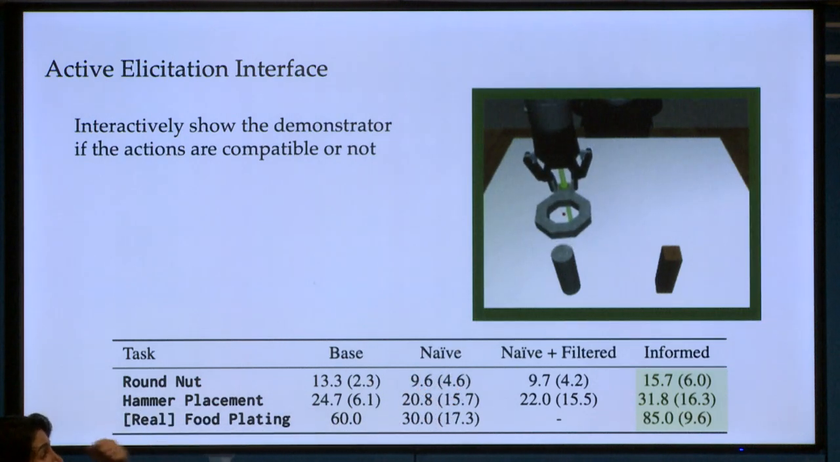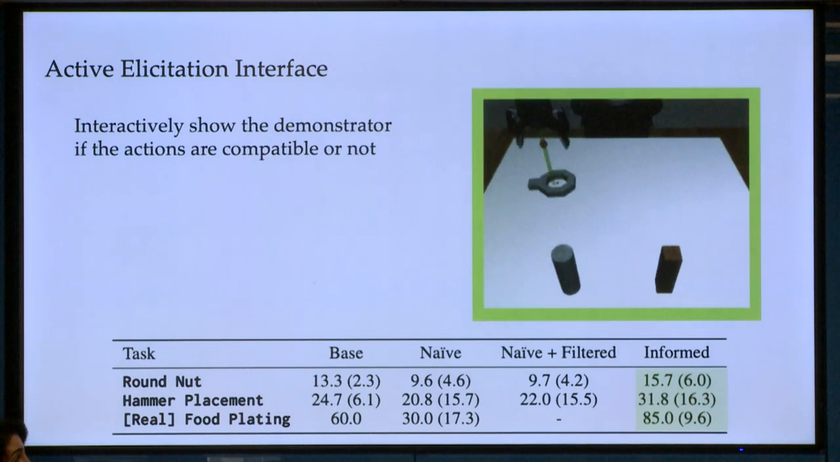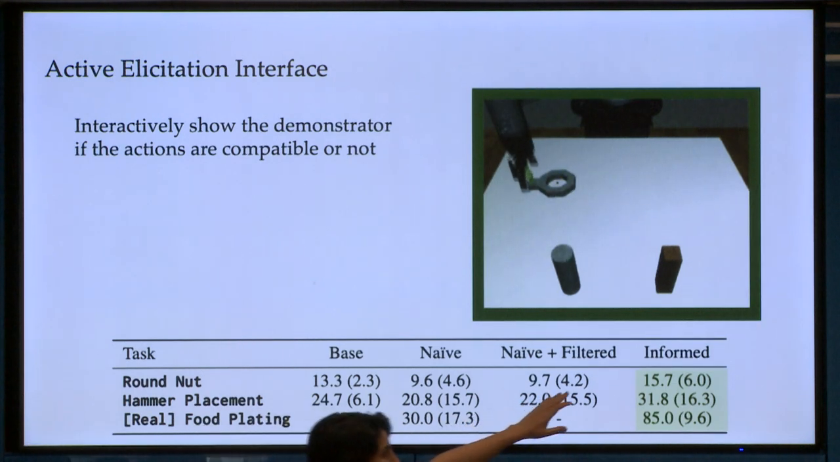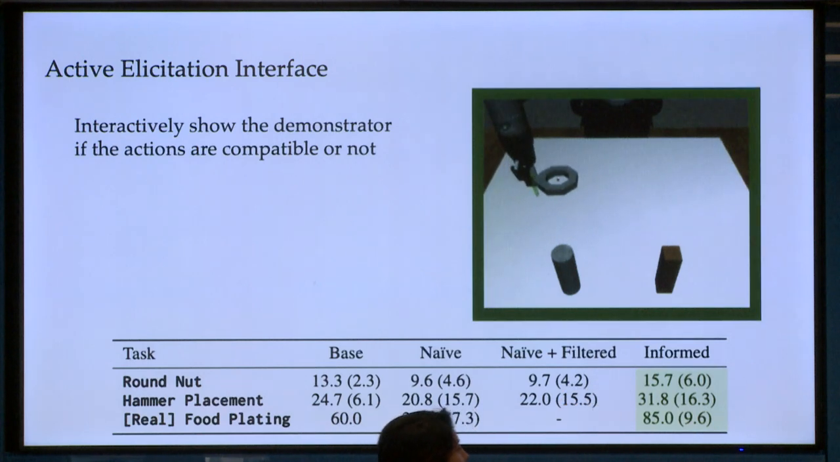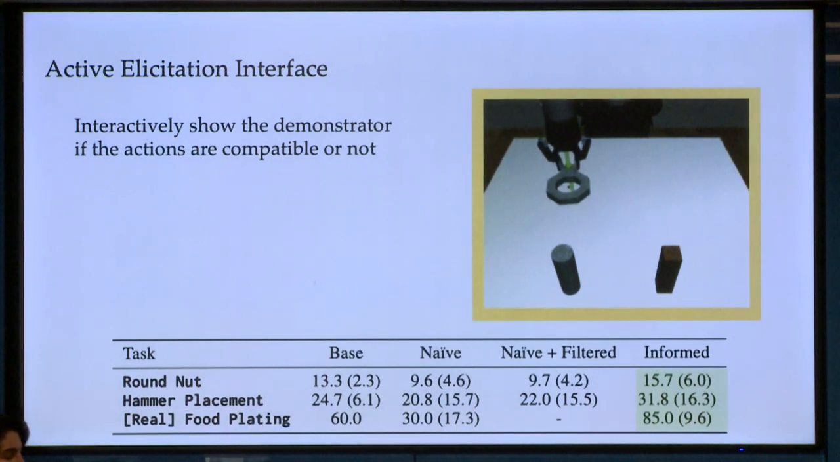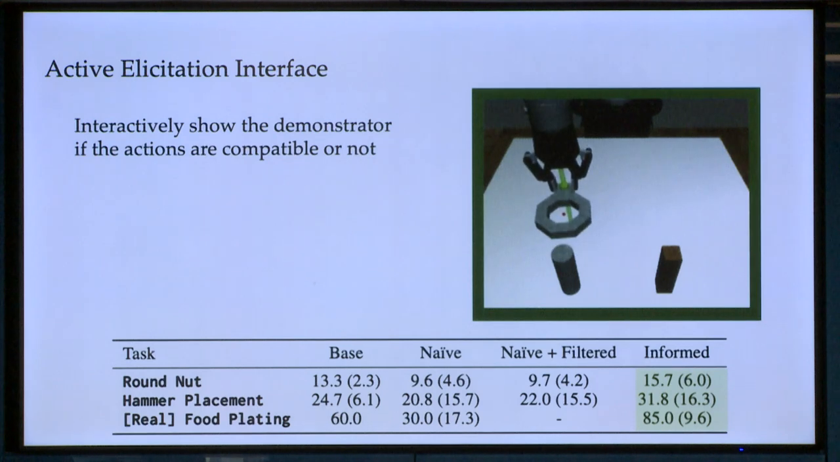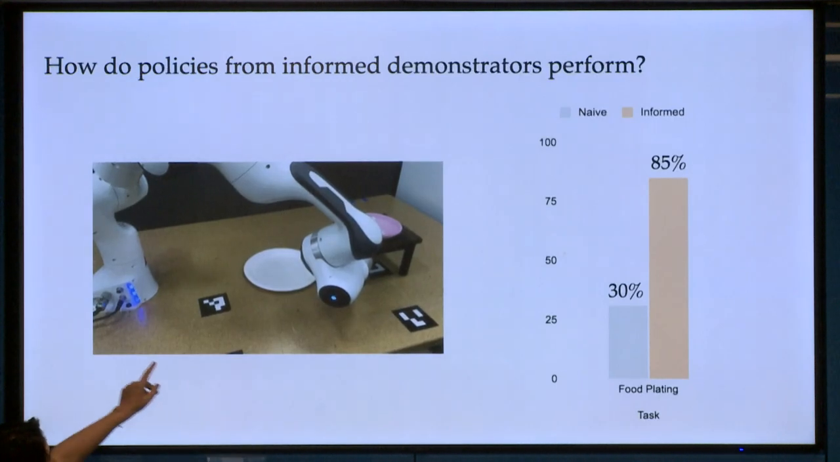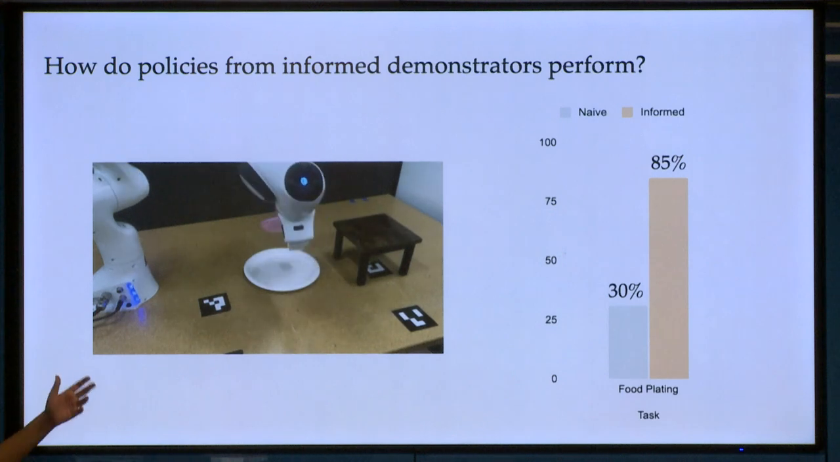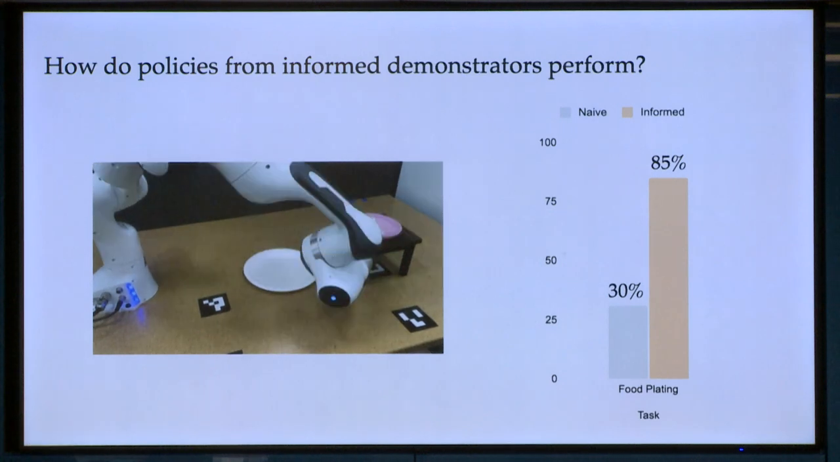And it turns out that with a very simple interface where you just see the colors when you're providing the data, I'm calling this informed data collection. This informed data collection increases performance across all of these different tasks. Specifically, let me just show you this last task. This is the task of picking up an egg and placing it.